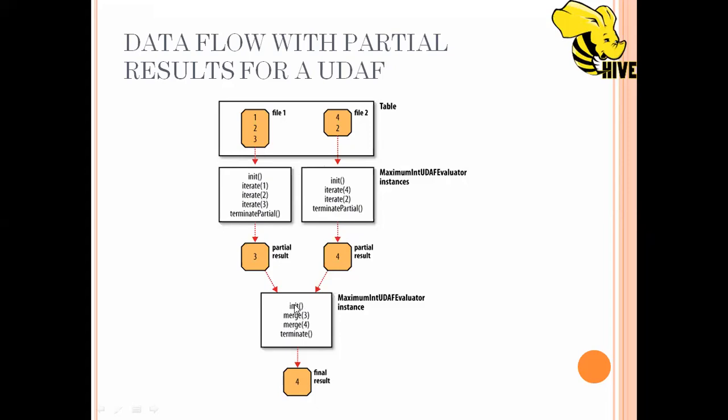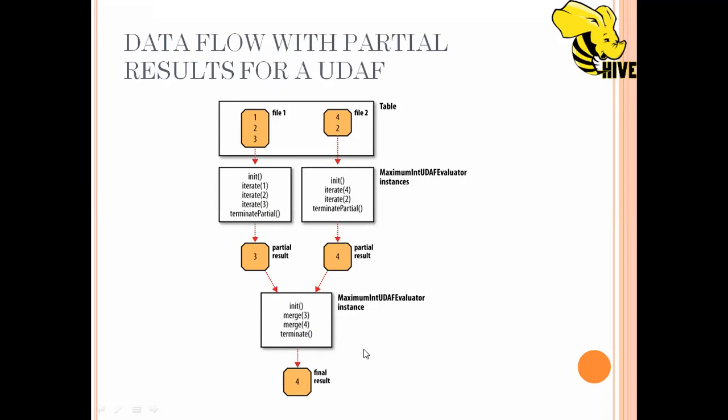So how are we going to do this? These totals are going to be merged, then we terminate and it shows the final result. In between there are partial terminates, terminatePartial, and here also terminatePartial. How are we going to merge these terminatePartial results? Then we get a final result.